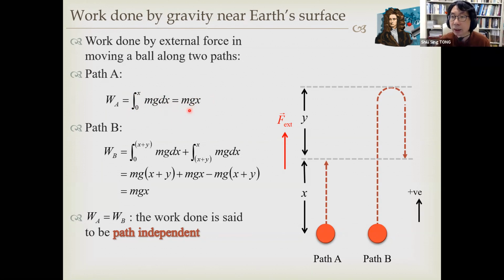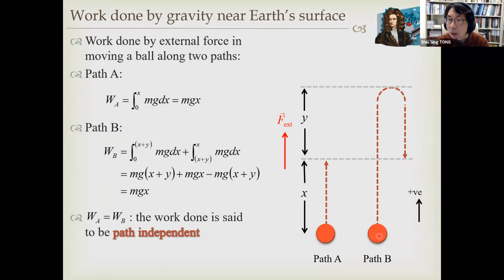Now this is in fact the potential energy you learned in high school, right? mgh is the potential energy when we raise the object by a height of h. Now, let's consider another way to move the ball from its initial position to the final position. The final level is here.